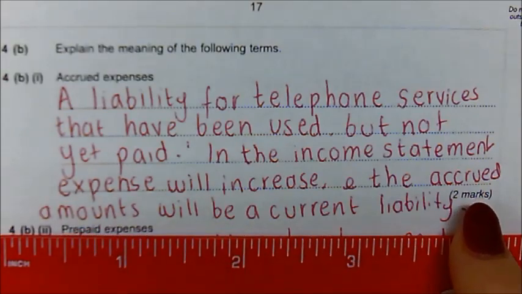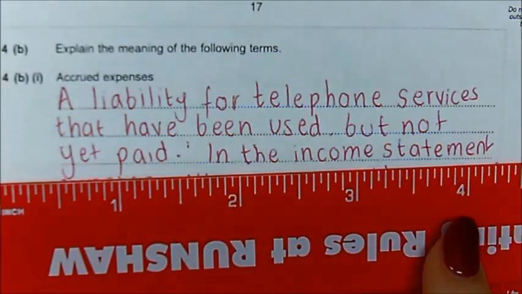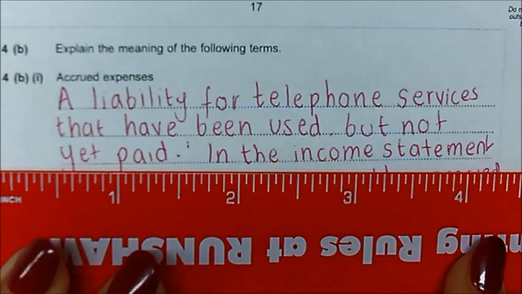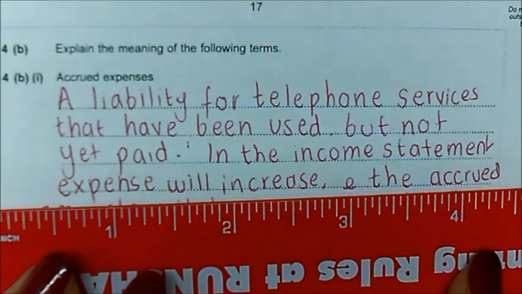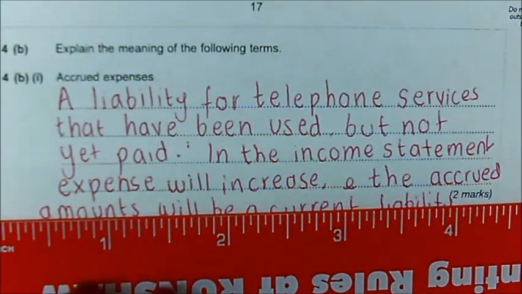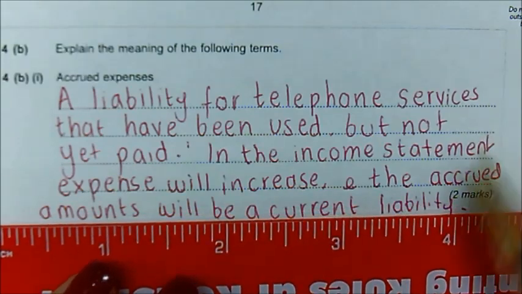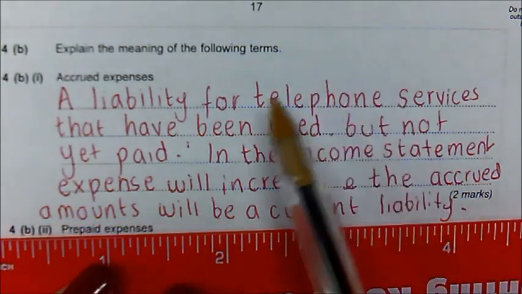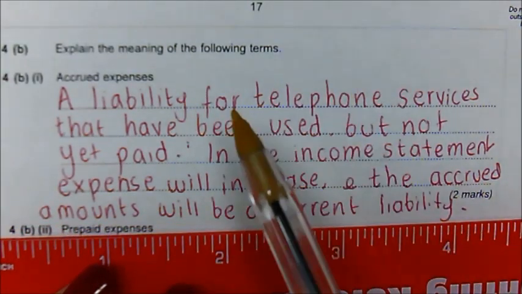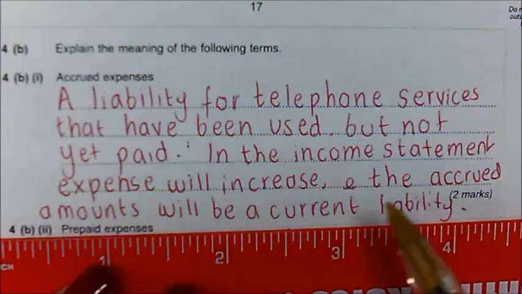some extra detail. In the income statement, if we've got accrued expenses, our expense figure will increase, and the accrued amount would also be recorded as a current liability. We have used the resource, but we still owe, in this case, the telephone company for it. So that's a bad thing, it's a current liability.